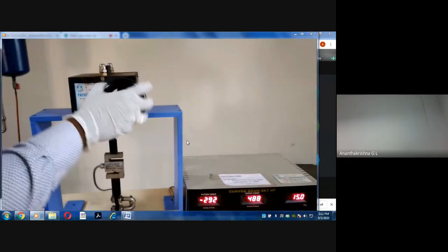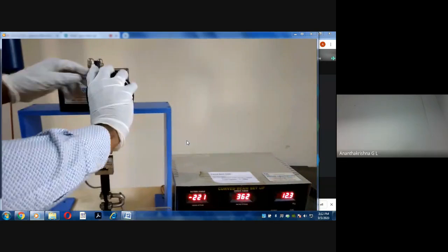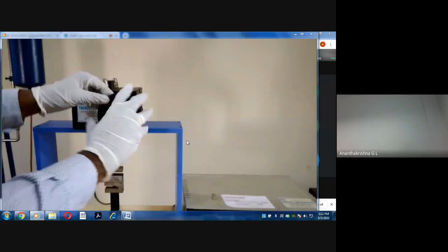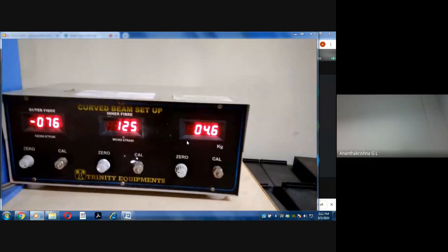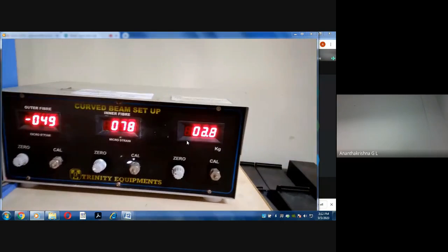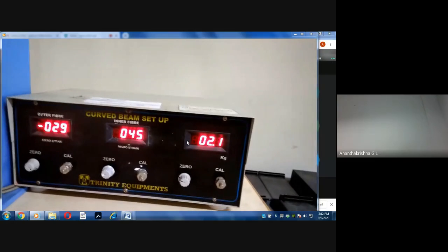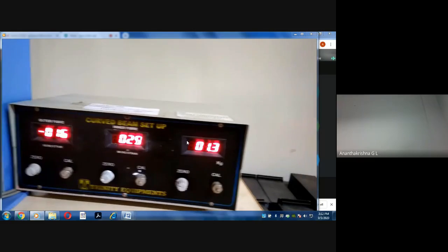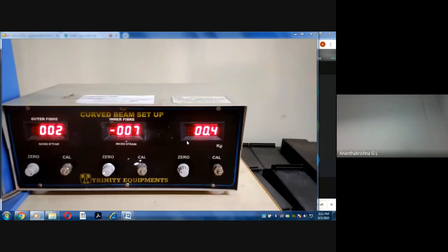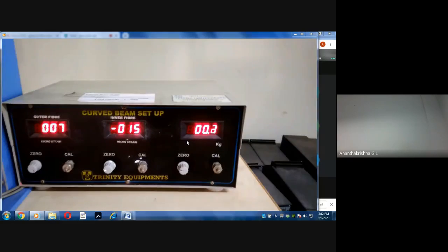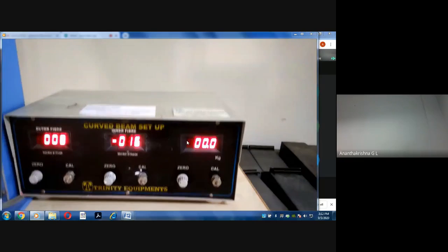Now what we need to do is slowly relieve the load cell of the load by slowly rotating the wheel and making the load reading 0. The load is applied in the form of kgs, so reduce it to 0. Then compare the results. That's what you need to do.